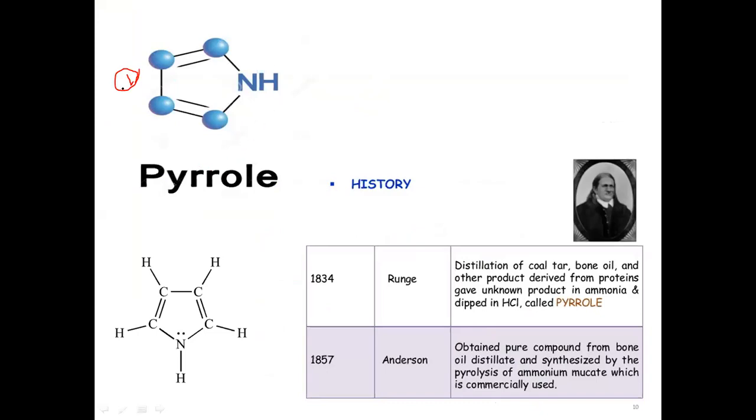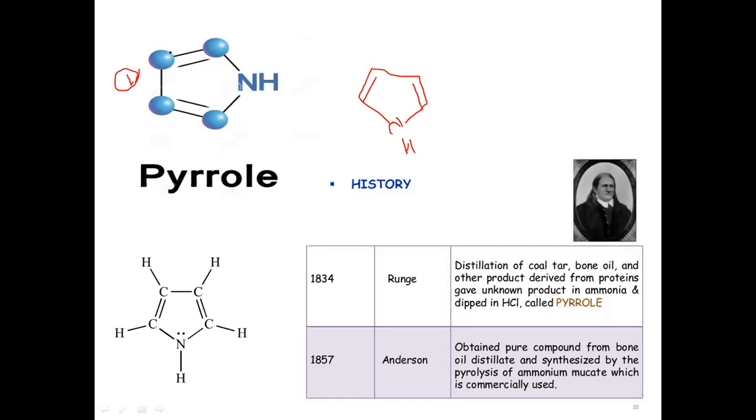So when we think about the pyrrole, pyrrole is a 5-member ring. There are 4 carbon and hydrogen and one is nitrogen with hydrogen. Okay, this type of structure. So here 2 pi bond, 1 nitrogen and 5-member ring. So this is the pyrrole structure.